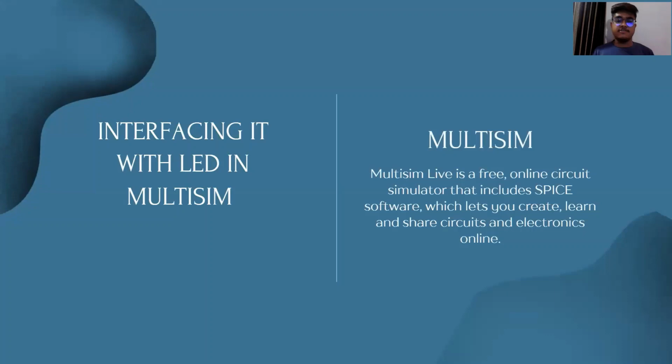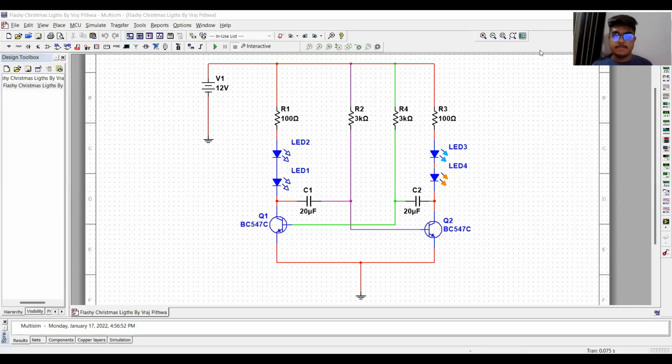Now, interfacing it with LED in Multisim. So this is the circuit which I have created in Multisim. It consists of 4 resistors, 2 transistors, and 2 capacitors. Because this is a project of flashing lights, we also have 4 LEDs, 2 on this side and 2 on this side. Now let us split the circuit in half because the two sides are identical.